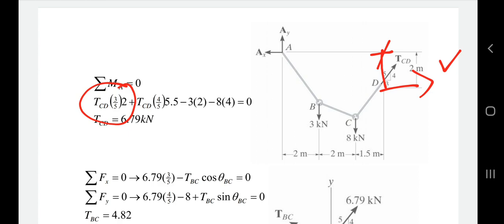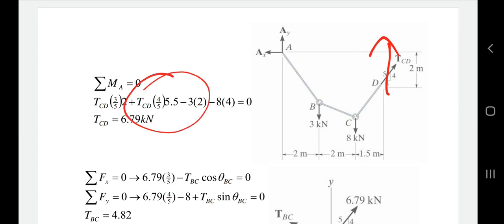So the x component of TCD is multiplied with the respective distance, that is 2. After that, there is the y component, it will be like this, and here you see the y component is found by multiplying it with 4 over 5. If you have found out the theta, you can do it by taking the TCD sine theta and multiplying it with the horizontal distance, that is basically the perpendicular distance between the vector and the point you are taking the moment.